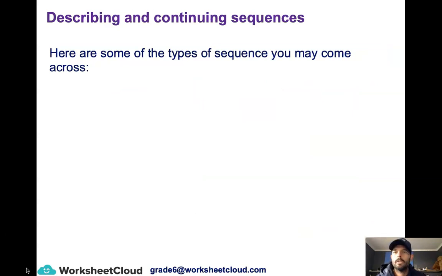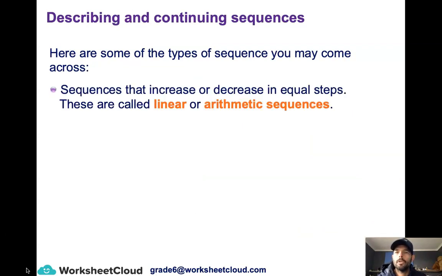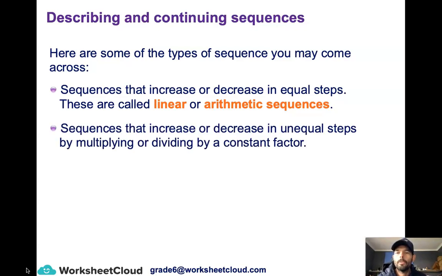So here are some sequences that you might come across. So first of all, we spoke about sequences that increase or decrease in equal steps, and they're called linear or arithmetic sequences. So that would be like 2, 4, 6, 8, 10, always increasing by 2, or 1, 2, 3, 4, 5, 6, 7, always increasing by 1. We get sequences that increase or decrease in unequal steps by multiplying or dividing by a constant factor, and that constant factor is like you always multiply by 2 or you always divide by 4.